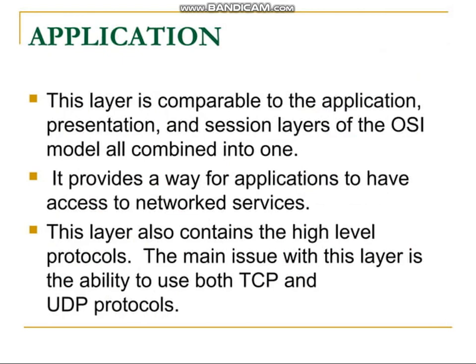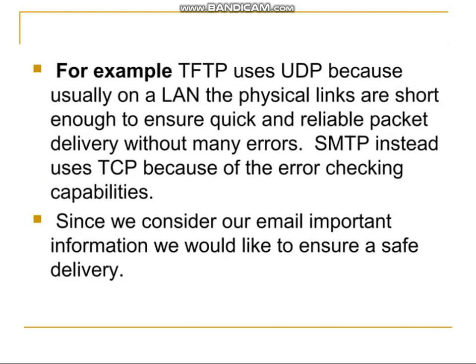Application layer. This layer is comparable to the application, presentation and session layers of the OSI model, all combined into one. It provides a way for applications to have access to network devices. This layer also contains the high-level protocols. The main issue with this layer is the ability to use both TCP and UDP protocols. For example, TFTP uses UDP because usually on a LAN the physical links are short enough to ensure quick and reliable packet delivery without any errors. SMTP instead uses TCP because of the error checking capability.